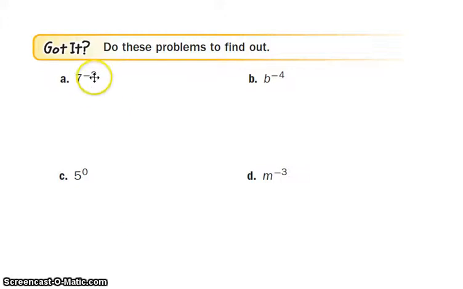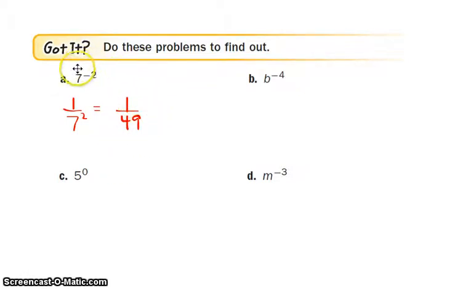Okay, 7 to the negative second. We want to get rid of that negative second exponent and make it positive. So to do that, we put it 1 over 7 squared. And then 7 squared is actually 49. So our answer is 1 over 49.